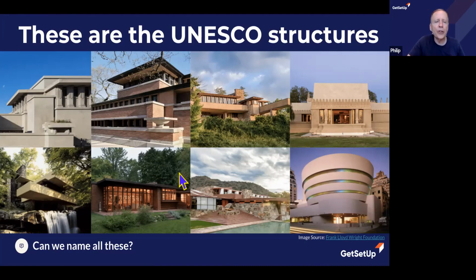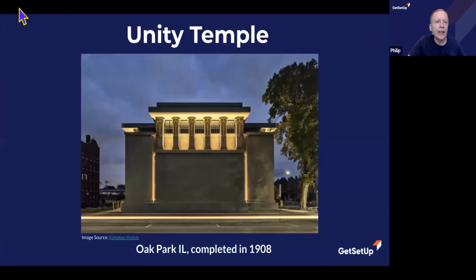All right, so the first structure we're going to look at is Unity Temple. It's a Unitarian church. It is still a church, still a practicing church, still owned by the Unitarians. This is in Oak Park, Illinois.